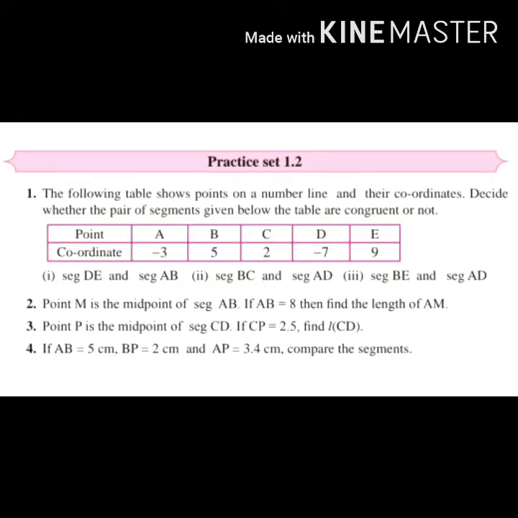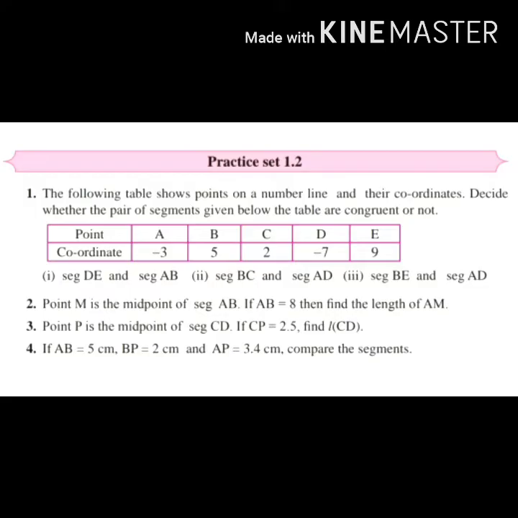Dear student, now we will start practice set number 1.2. Question number 1. The following table shows points on a number line and their coordinates. Decide whether the pairs of segments given below the table are congruent or not.